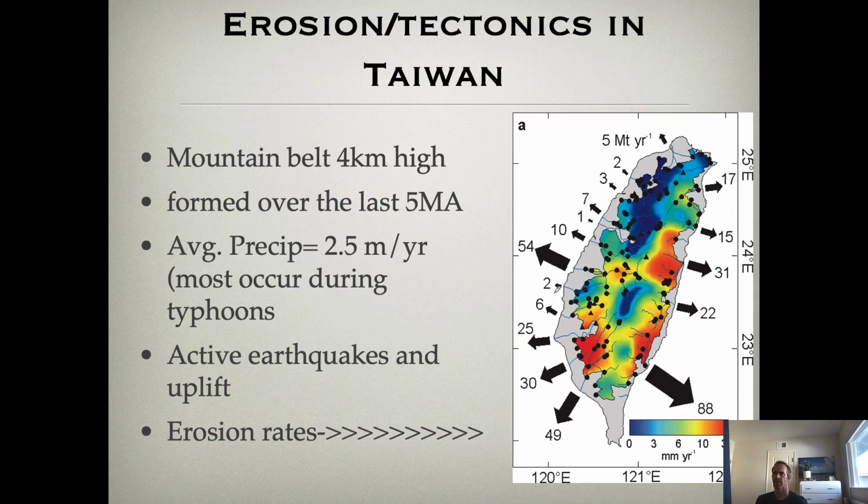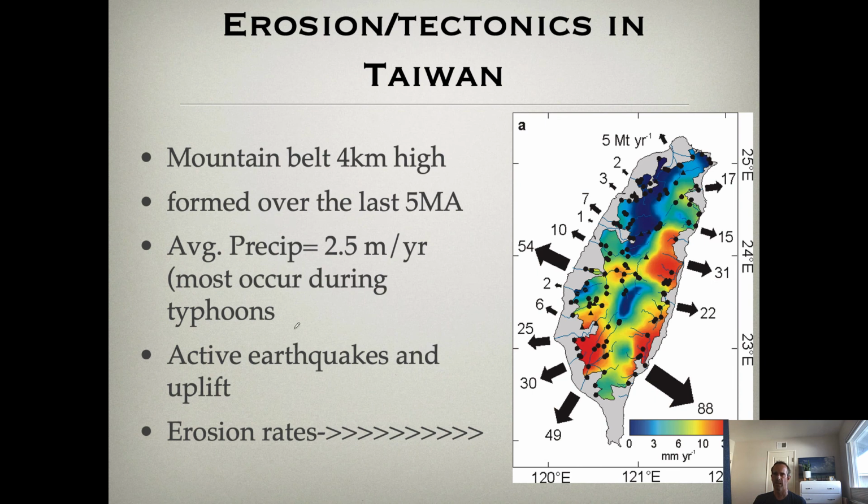So I'm going to finish off this lecture with another example. This is from the island of Taiwan, and this is a really cool study that was done years ago that shows the interaction between erosion and tectonics. So Taiwan is a mountain belt that's about 4 kilometers high at its highest point. It's geologically young. It just developed over the last 5 million years.